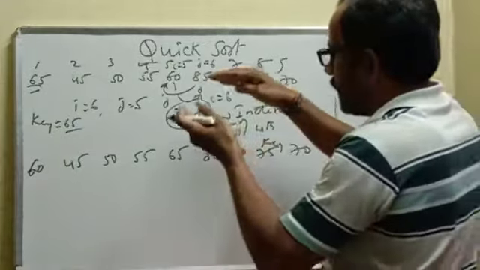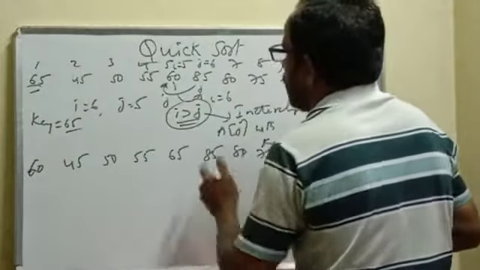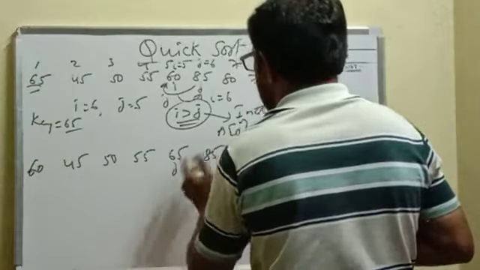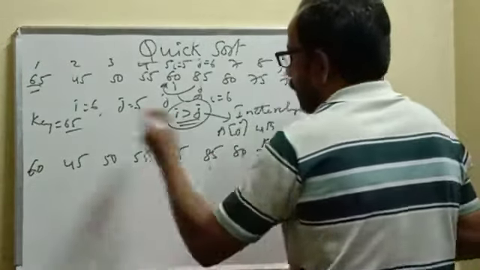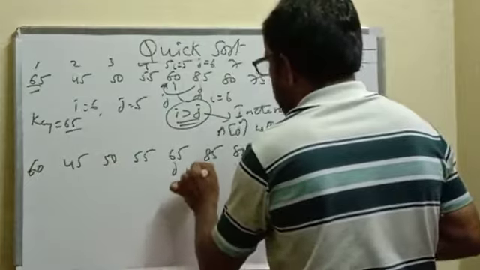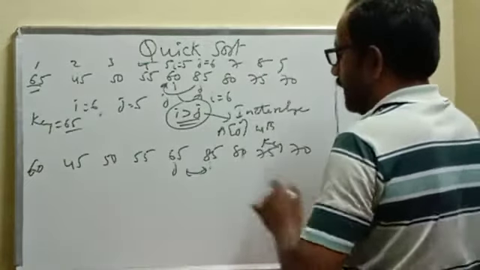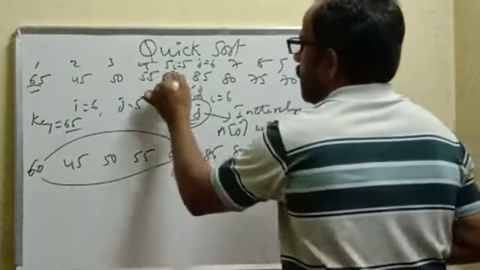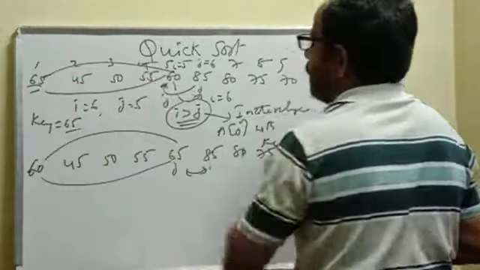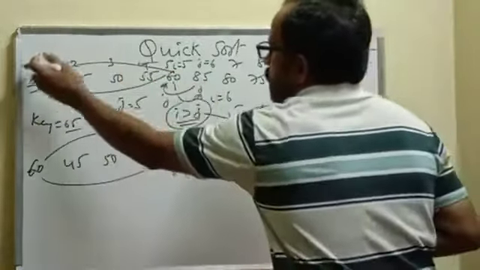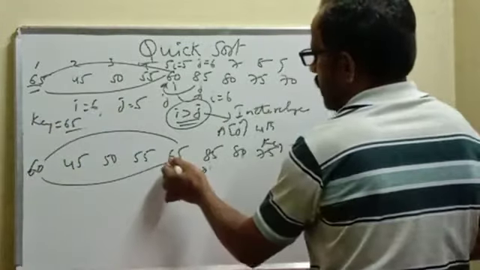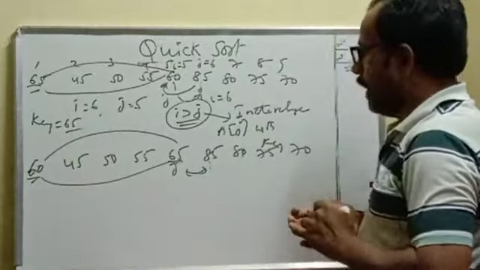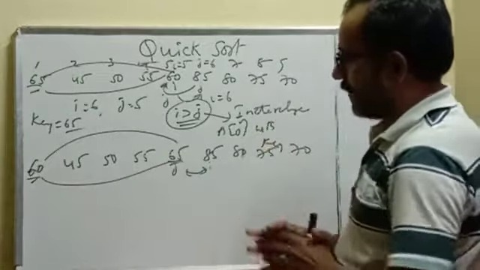Now we treat it as the first pass. This is the jth location, and earlier this was the ith location. Now we interchange because i crossed j. I crossed j, that's why we interchange the key element with a of j. That means we interchanged 65 with 60. Then 65 comes to the jth location and 60 comes to the earlier location.